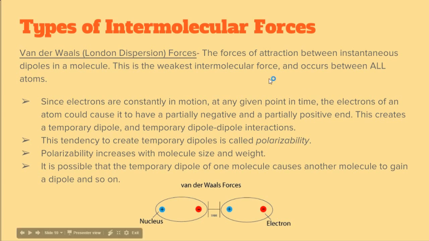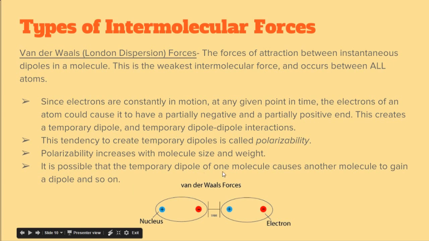So this is just another explanation of what I already said. Since electrons are constantly in motion, at any given point in time, the electrons of an atom could cause it to have a partially negative and a partially positive end. This creates a temporary dipole and temporary dipole-dipole interactions. This tendency to create temporary dipoles is called polarizability, and it increases with molecular size and weight. This is due to the fact that usually heavier molecules have more electrons and therefore are more likely to have electrons on one side than the other, and the electrons are also farther away from the nucleus.